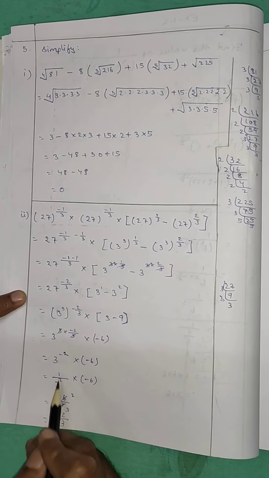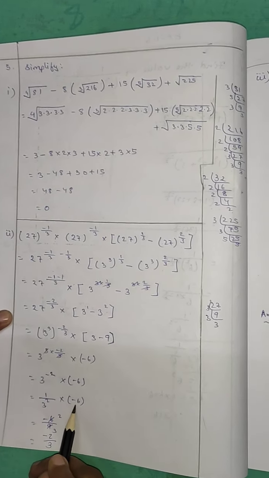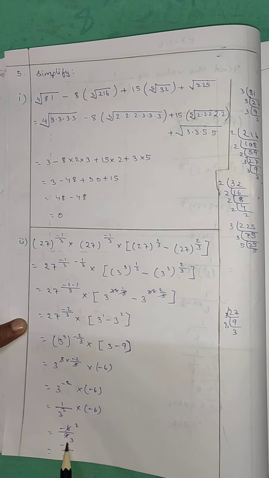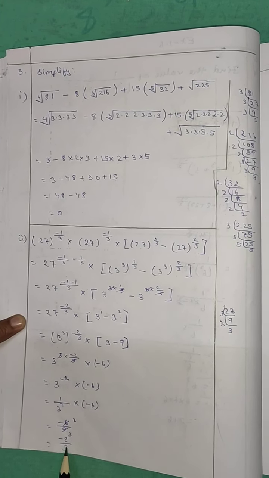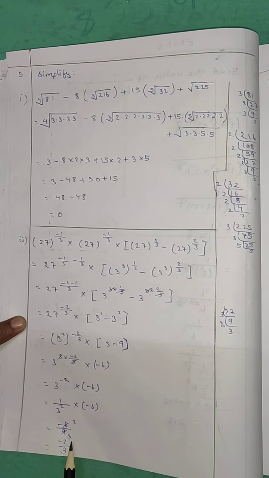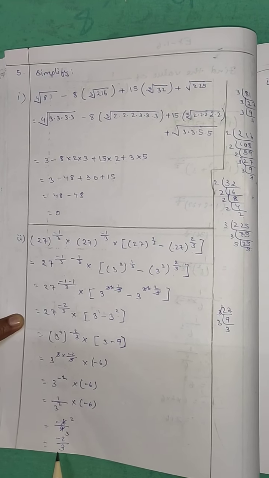Power negative means you can write 1 by 3 square into minus 6. That is minus 6 by 9. After cancellation you will be getting minus 2 by 3. Cancellation by 3: 3 2s are 6, 3 3s are 9. The answer is coming minus 2 by 3.